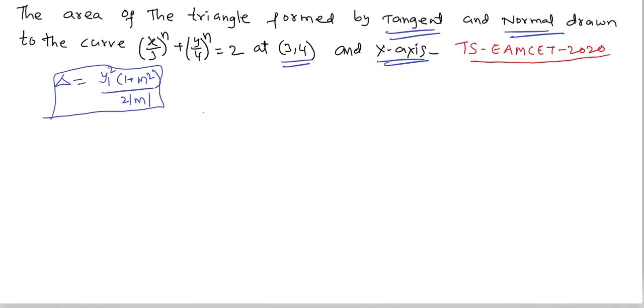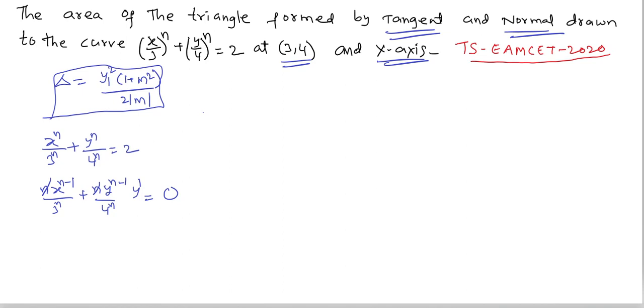So first we find the slope. Slope means dy by dx, that is m. So here it is given x power n by 3 to the power of n plus y power n by 4 power n is equal to 2. So the derivative of x power n, that is n into x power n minus 1 by 3 to the power of n, plus n into y to the power of n minus 1 into derivative of y, y dash, by 4 power n is equal to 0. So n is common and cancelled.